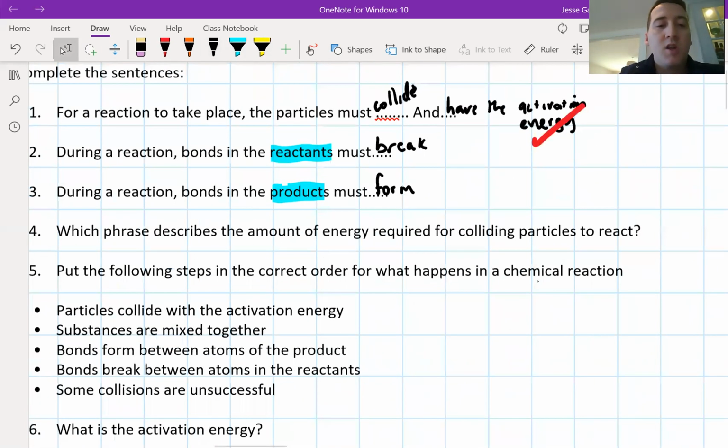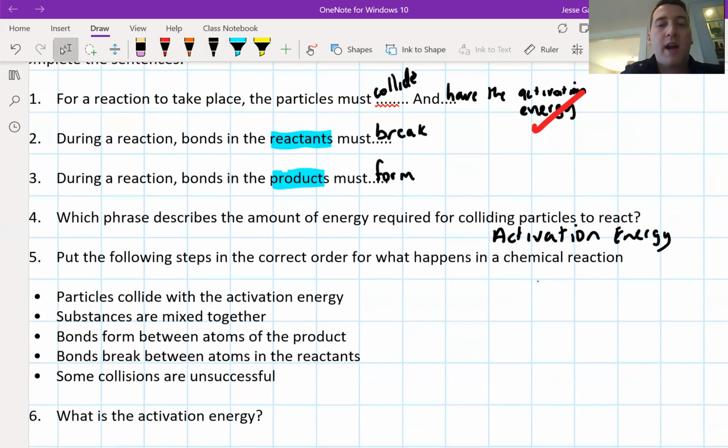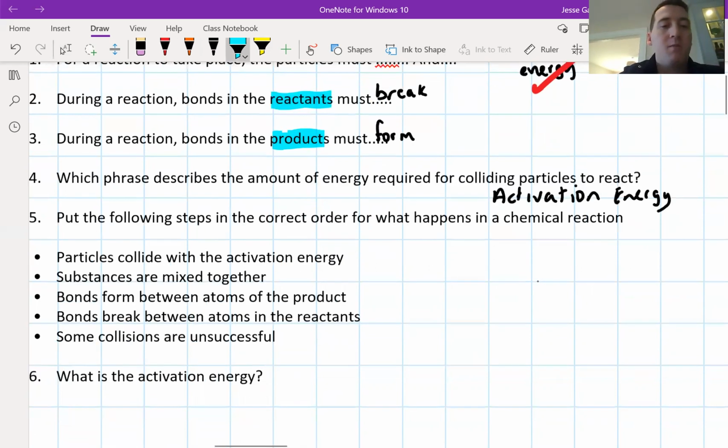Let's look at number 4. Which phrase describes the amount of energy required for colliding particles to react? Okay, so pause the video and answer that now. Okay, so you should only be watching if you've answered number 4. That phrase is activation energy. So well done if you said that. And again, you should have a full sentence. I'm just giving you the key word. Activation energy describes the amount of energy required for colliding particles to react. That's a full sentence.